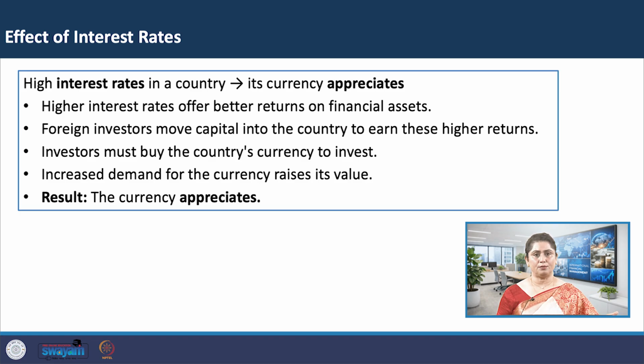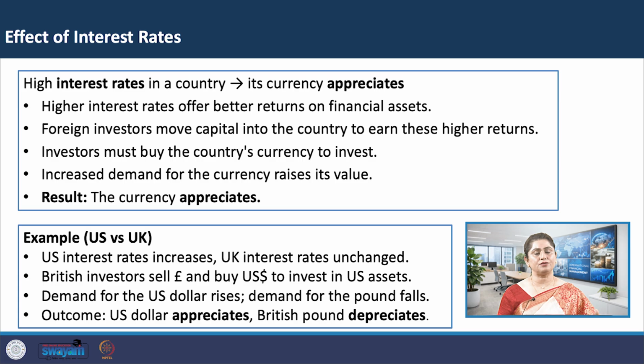Let us understand with the help of an example. Suppose interest rates in the US rise while interest rates in the UK remain unchanged. American financial assets such as bank deposits, bonds and treasury securities now offer higher returns than similar British assets. For investors, this makes US assets more attractive. A British investor who wants to earn the higher return will move funds from the UK to the US. To do this, they must first sell pounds and buy dollars.